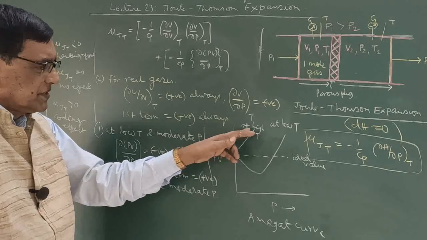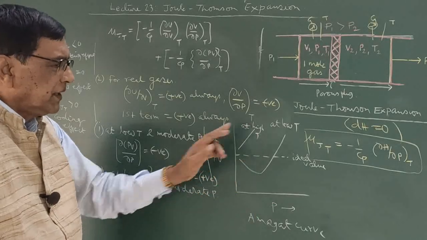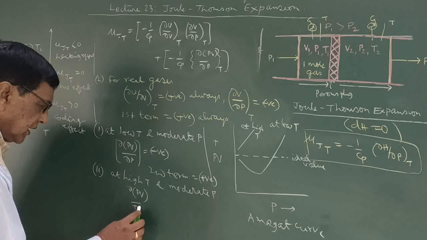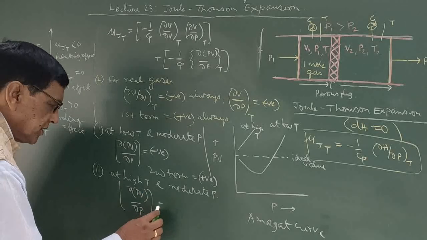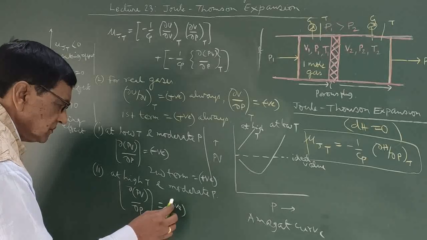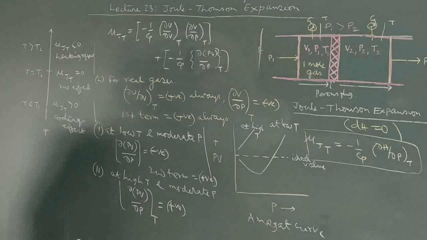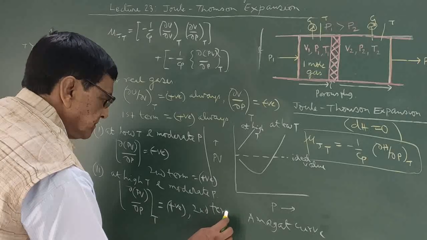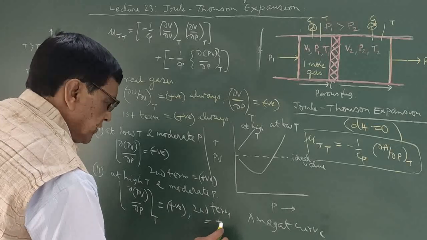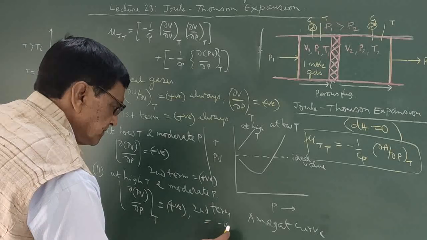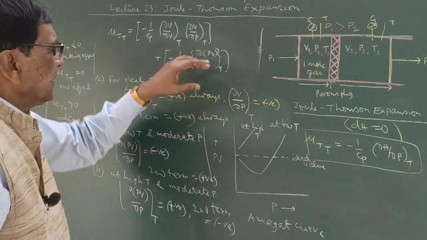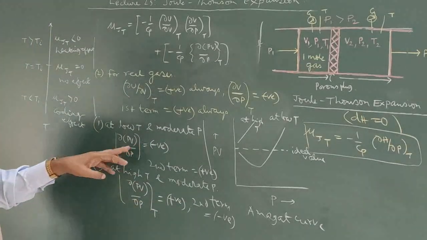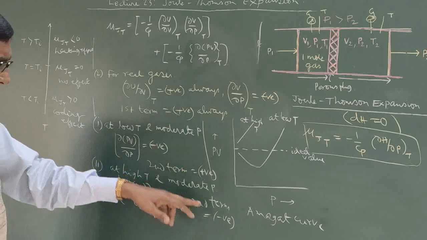This PV increases with this increase of P from the very beginning, and so in this case del PV by del P at constant temperature is always positive. So the second term is negative, since this is positive but this one is negative. The first term is positive and the second term negative.